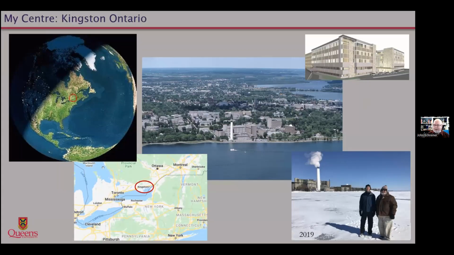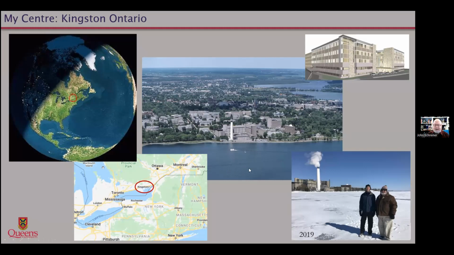So I always like to start by giving a little bit of an idea of where I am at. So I am at Queen's University in Kingston, Ontario. And Kingston, Ontario is in southern Canada on Lake Ontario. So this is a pretty big lake. On the other side is New York. We are halfway between Toronto and Montreal and very close to the capital of Canada, Ottawa. So we like to think that Kingston is the central location in Canada.